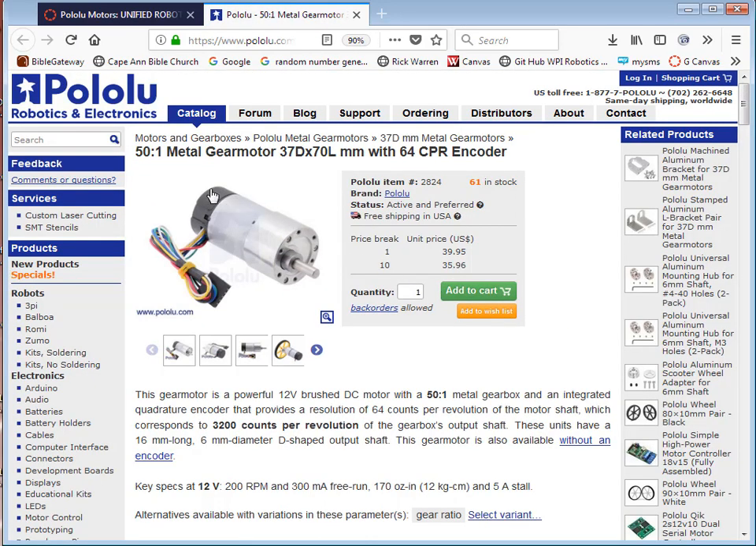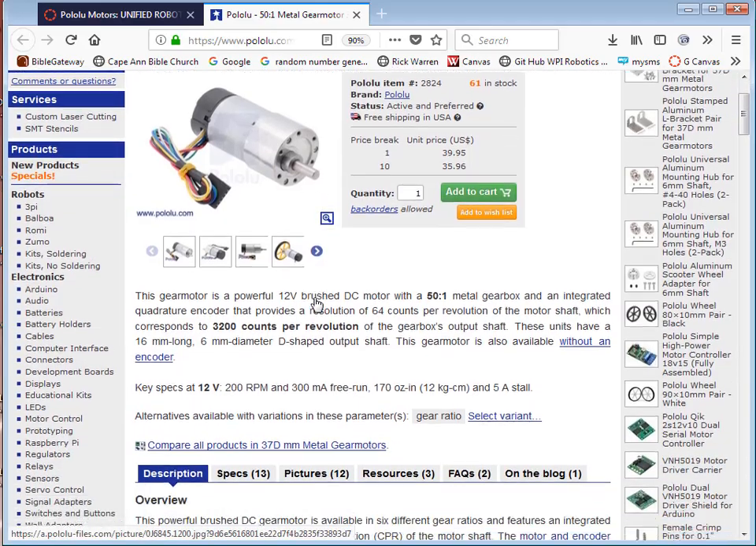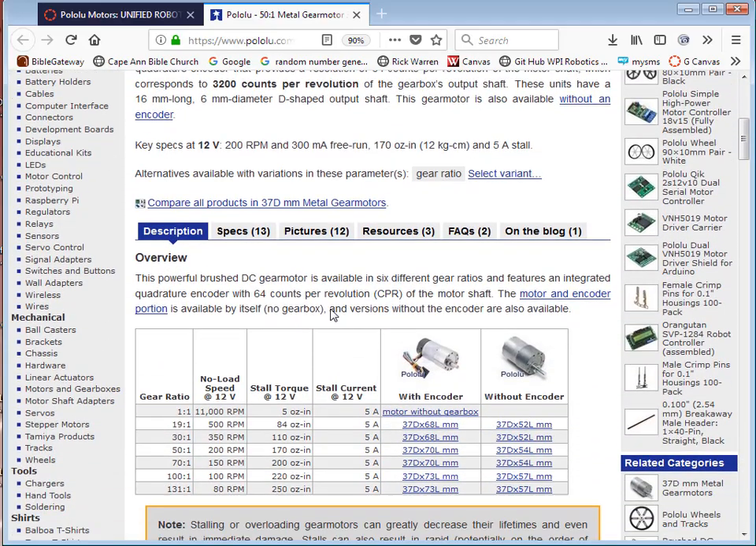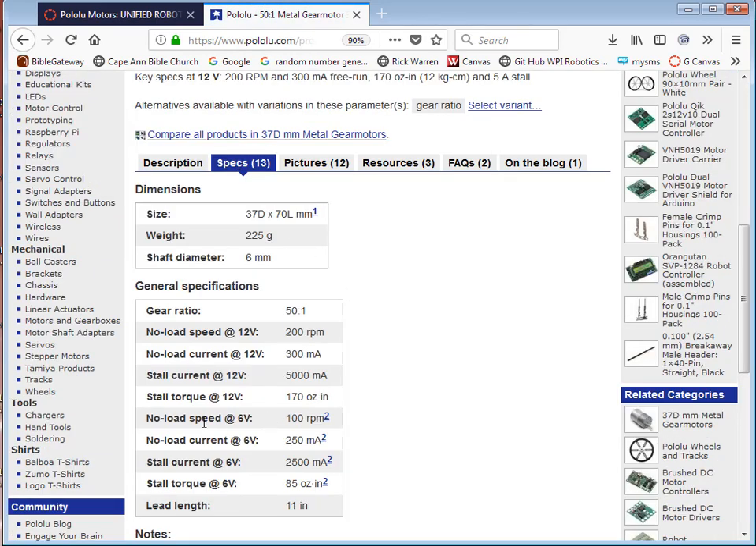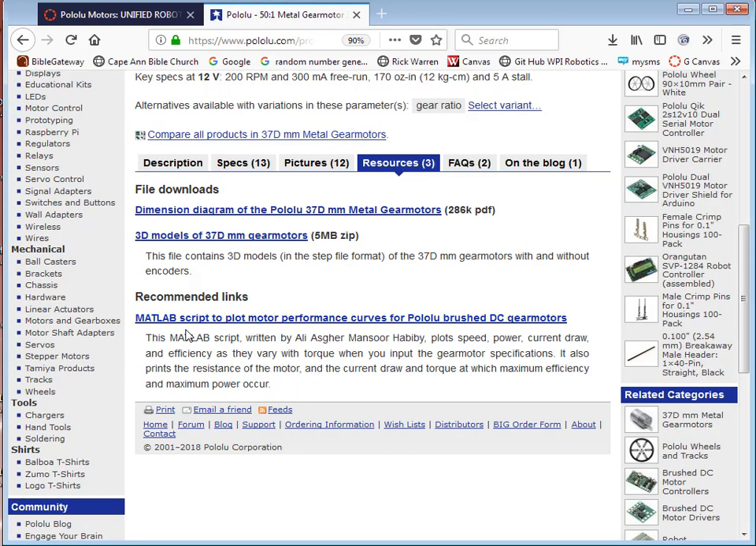So here's some information on the motor. It's a 50 to 1, of course, and there's some other information here, like the no load current, which I don't think was given in the other one. And under resources, it looks like there's a MATLAB script here, so you can get the curves.